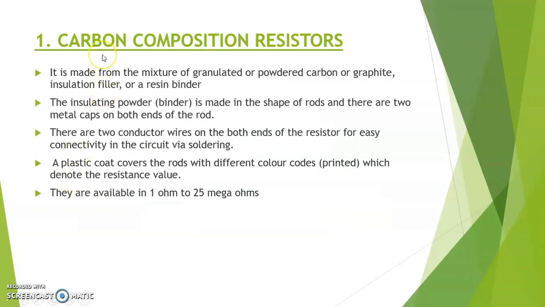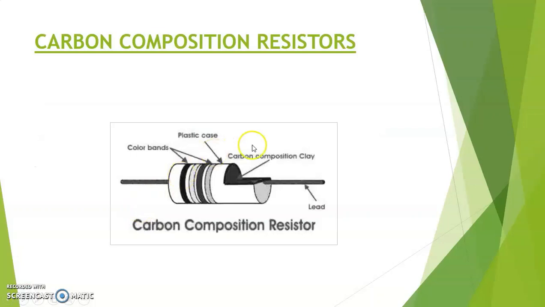Now the first one among the fixed type is called the carbon composition resistor. So here let us go to the diagram. There is a carbon composition clay present inside the plastic casing, and over the plastic casing we have the color bands. Also there are two leads which can be used to connect to the circuit. It is called carbon composition because a powder of carbon and graphite, etc., is bound by a resin and made into the form of a rod, and this is kept inside a plastic casing, and hence it has got the name carbon composition. This is the normal resistor that we use in our labs.